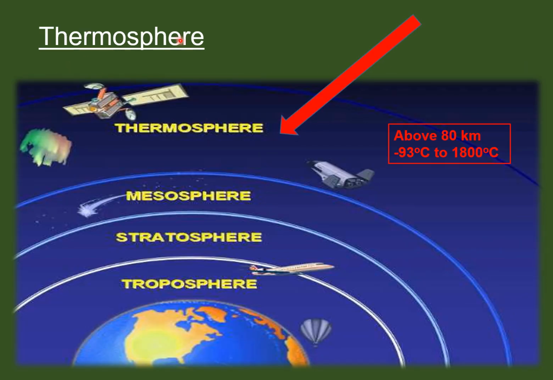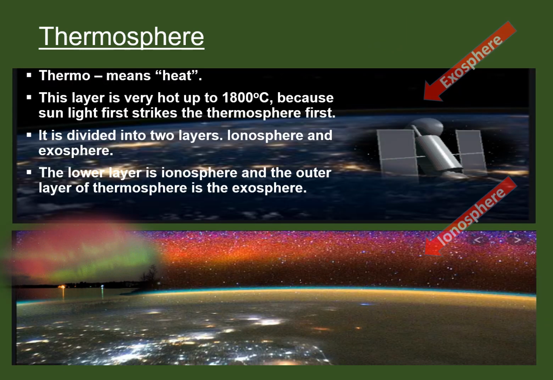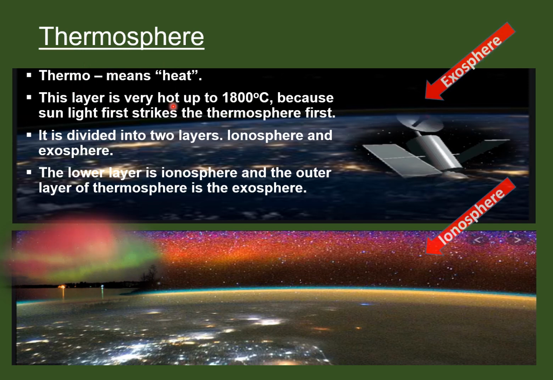Thermosphere. The outermost layer of the atmosphere is called thermosphere. It extends from 80 km above the Earth's surface outward into the space, and the temperature of this region is minus 93 degrees centigrade to 1800 degrees centigrade. Thermo means heat. This layer is very hot and its temperature is up to 1800 degrees centigrade because the sunlight first strikes the thermosphere.